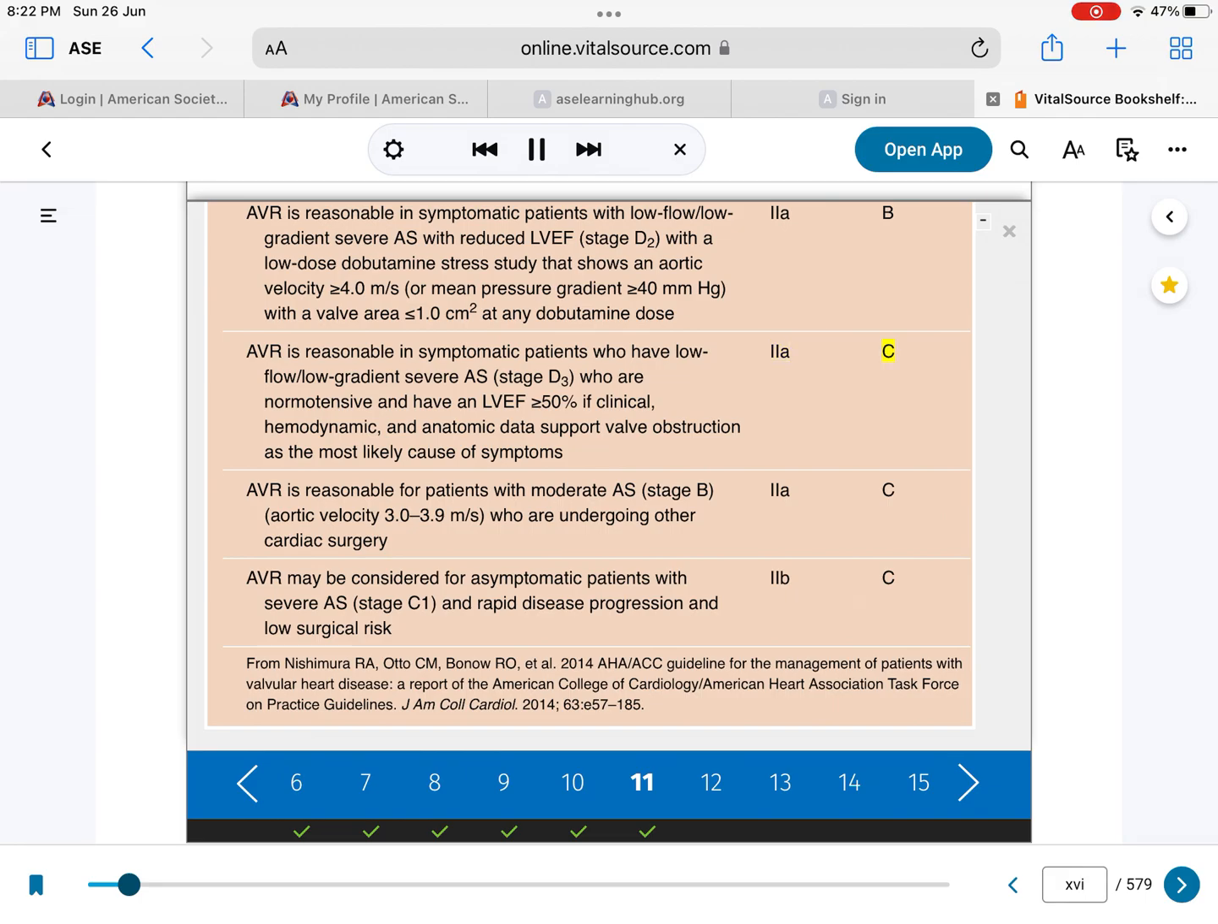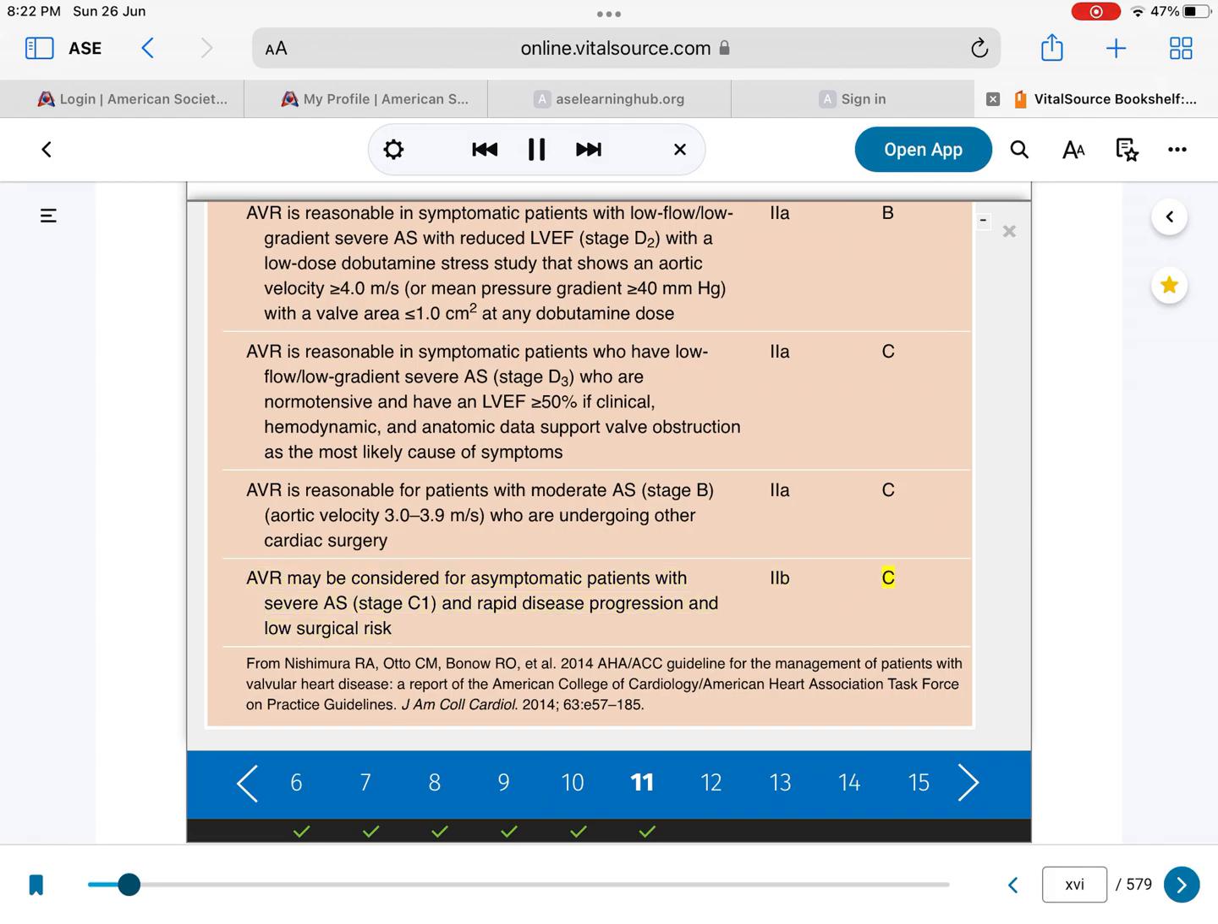IIa, Level C. AVR is reasonable for patients with moderate AS, Stage B, aortic velocity 3.0 to 3.9 m/s, who are undergoing other cardiac surgery. IIa, Level C. AVR may be considered for asymptomatic patients with severe AS, Stage C1 and rapid disease progression and low surgical risk.